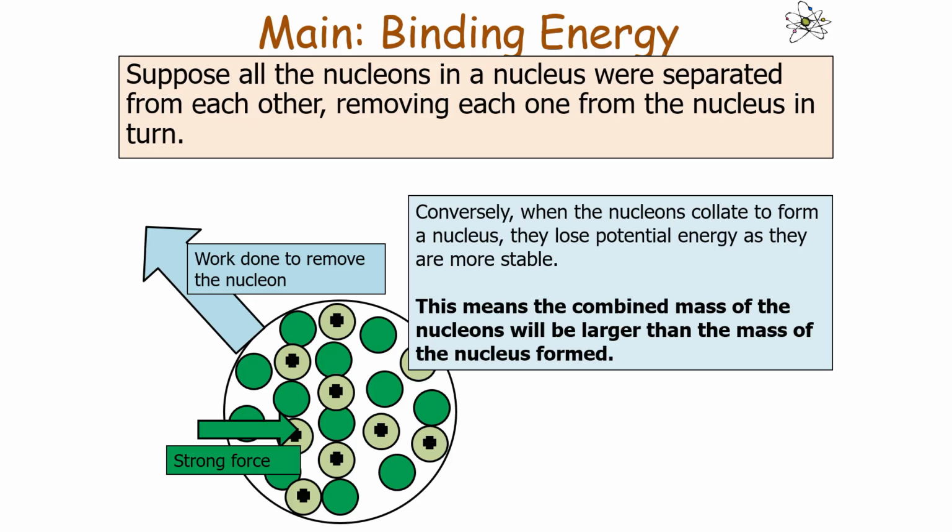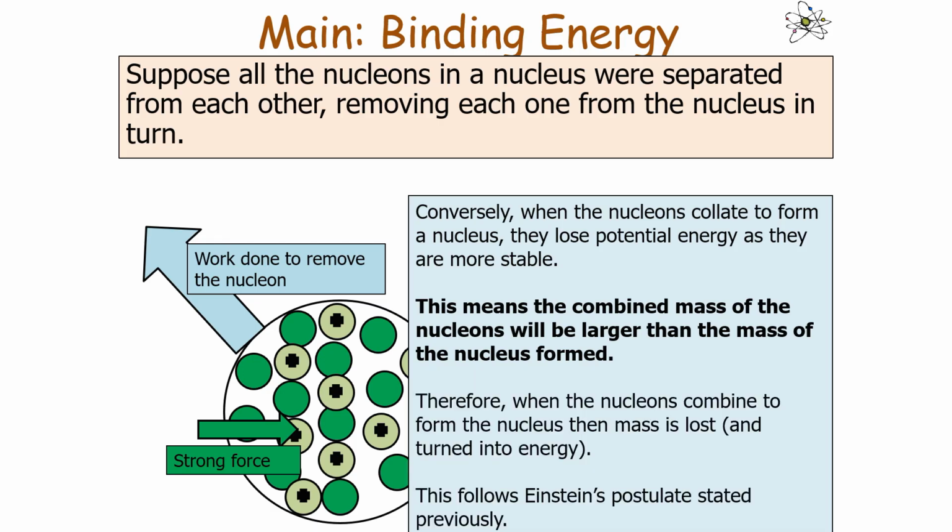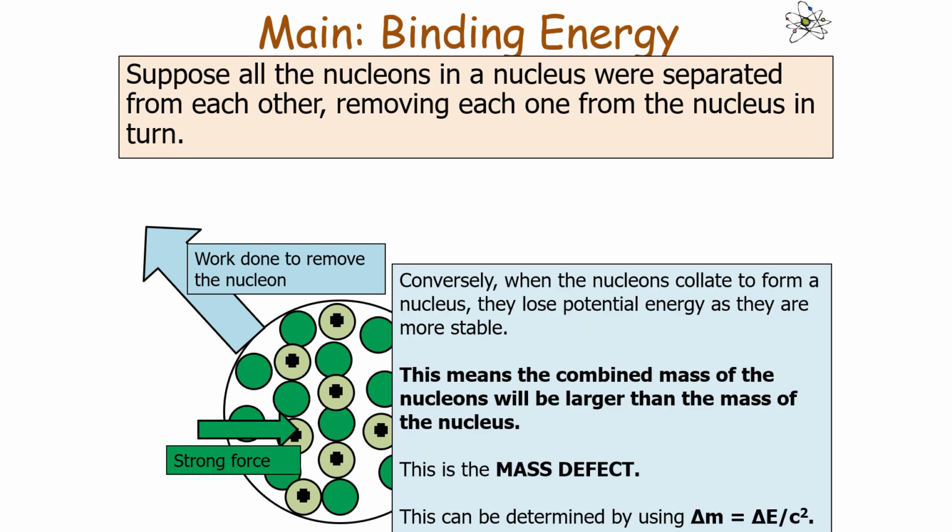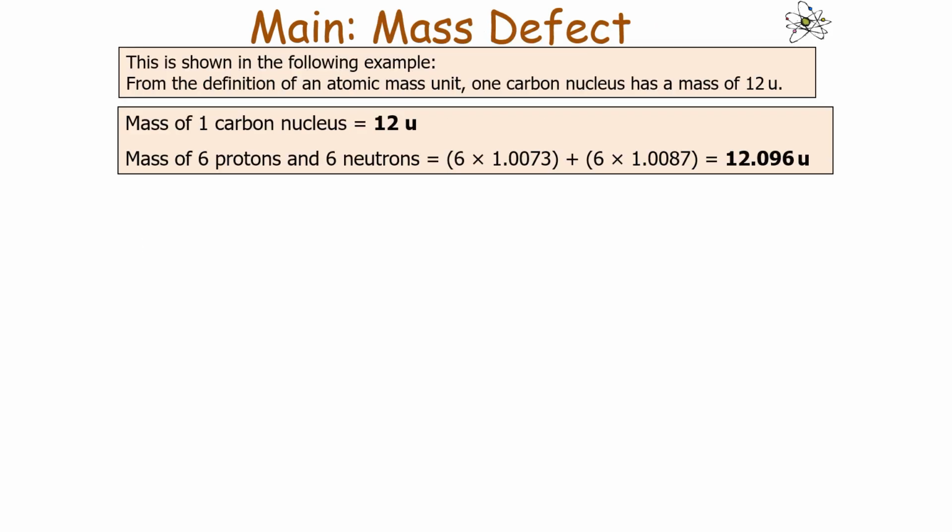Now conversely, when the nucleons collate to form a nucleus, they'll lose potential energy as they're more stable because they've got that attractive strong force exerted on each other. This would mean that the combined mass of the nucleons will be larger than the mass of the nucleus that's formed. So when the nucleons combine to form the nucleus, mass is lost and turned into energy, which follows Einstein's postulate as stated previously. This means, like we said before, that the combined mass of the nucleons is larger than the mass of the nucleus, which is the mass defect, calculated by delta m equals delta E over c squared. Let's have a look at this in a particular example.